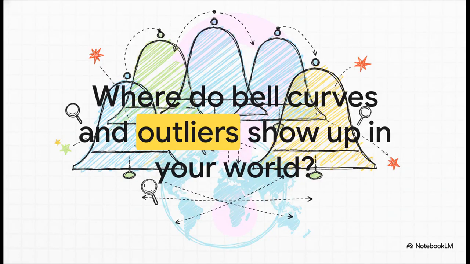So, the big takeaway here is that understanding the bell curve helps you see the world more clearly. It helps you spot what's truly average and what's truly exceptional. It gives you a framework for making sense of all the randomness out there. So the next time you see a bunch of data, ask yourself, what's the story the bell curve is telling me?